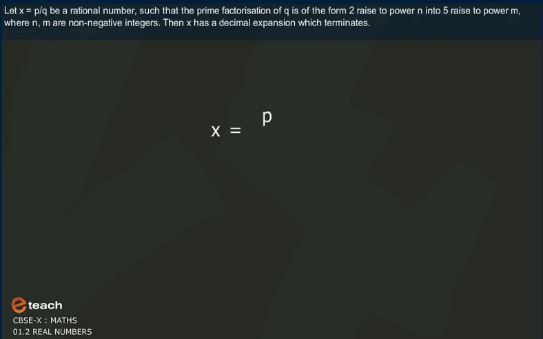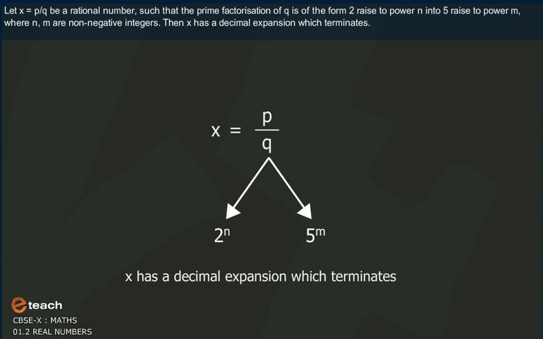Let x is equal to p upon q be a rational number, such that the prime factorization of q is of the form 2 raised to power n into 5 raised to power m, where n, m are non-negative integers. Then x has a decimal expansion which terminates.